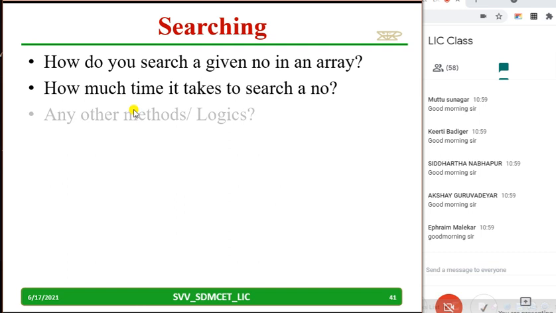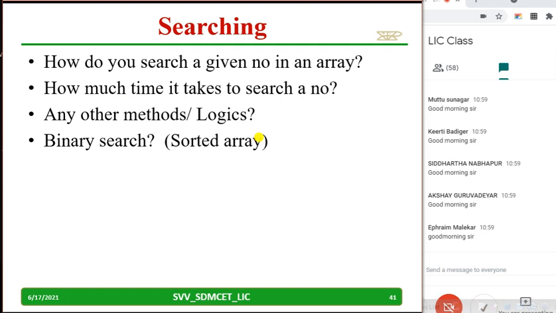Okay, let me tell you. The other logic is binary search. If the numbers are sorted, in ascending or descending order, I can go for a binary search, which will take less time to search a given number compared to a linear search. Say 8 numbers are there. First I will start at the middle.